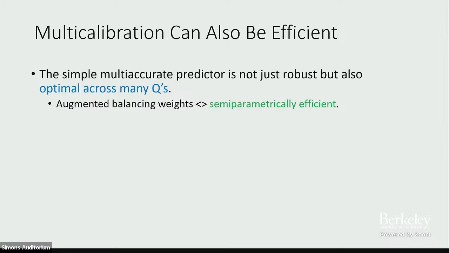Okay, so the takeaway is that this simple multi-accurate predictor is not just robust, but no matter which Q you plug it in, subject to certain conditions, it's going to be optimal on all of them. And it's because the procedure that this multi-accurate predictor is numerically identical to turns out to be semi-parametrically efficient. Go ahead. Yeah, that'll come up much more cleanly in a bit. That's a great question. Because that's kind of what makes this so weird, is that you don't see Q, and yet you're simultaneously, by using multi-calibration, semi-parametrically efficient for Q.